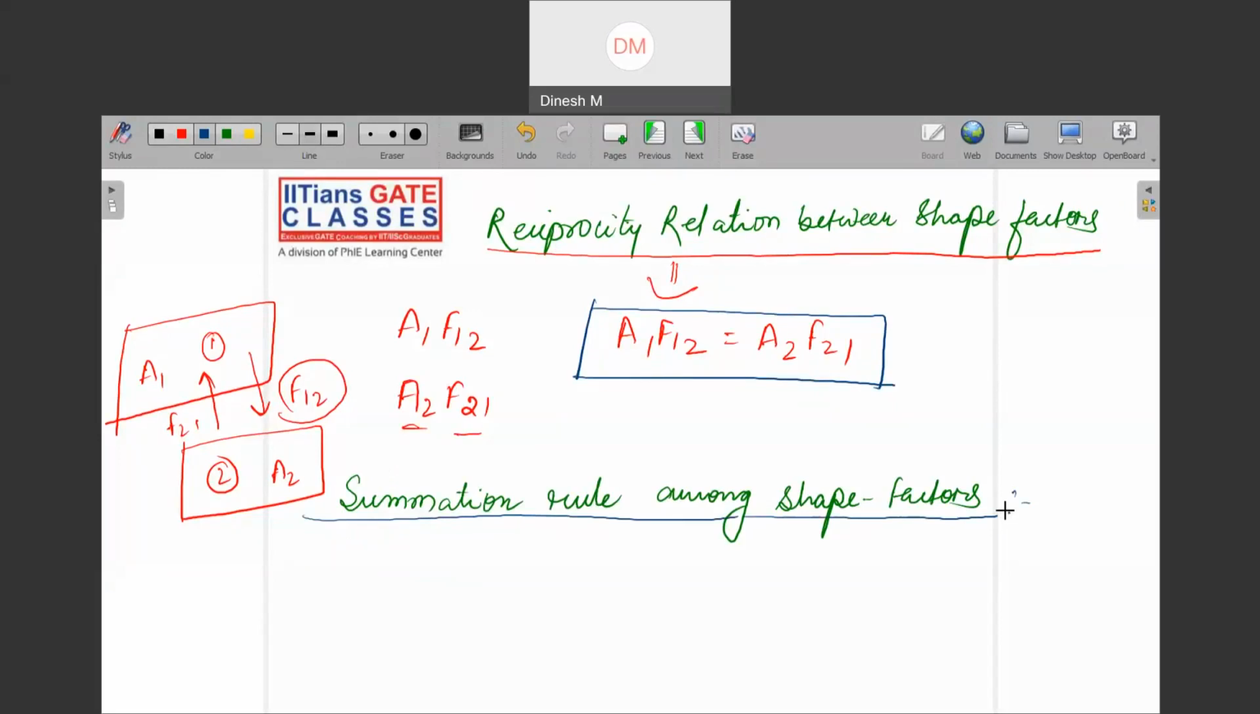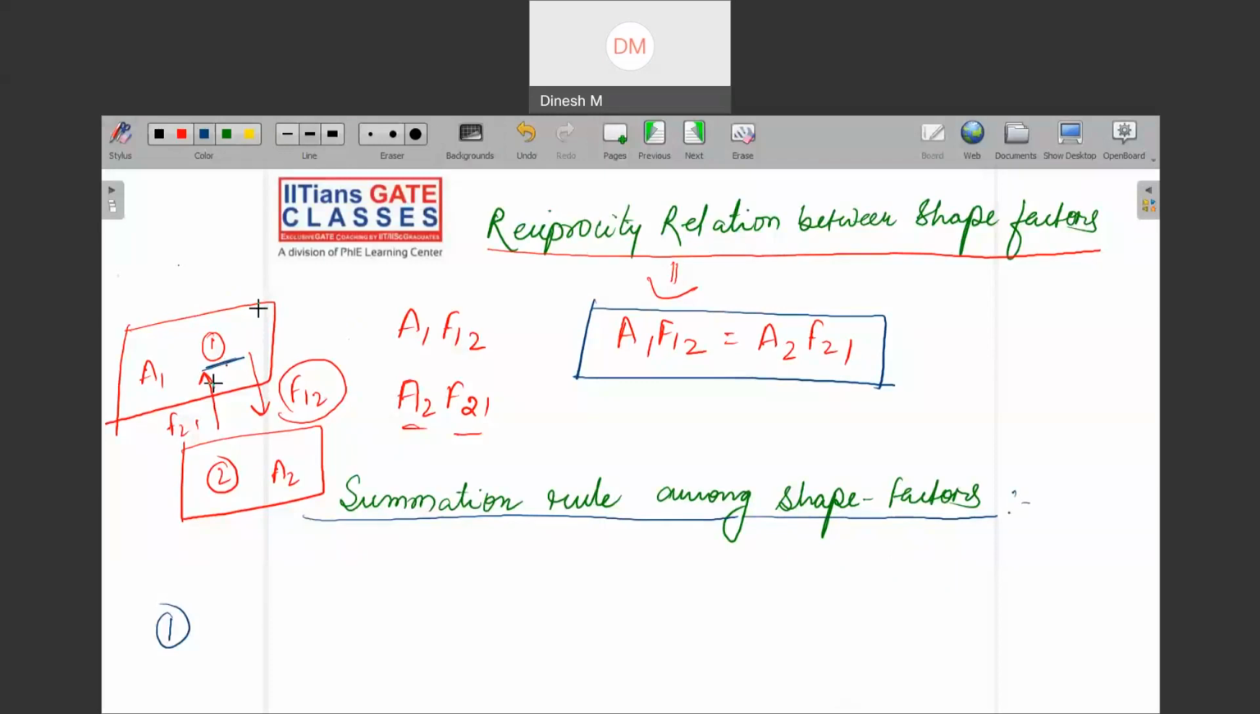This summation rule says that if there is a body, let us say body 1, and there are n number of bodies surrounding it, then this body can interchange its energy with them. Your summation rule says that F11 plus F12 and so on, the summation of all shape factors, is equal to what?